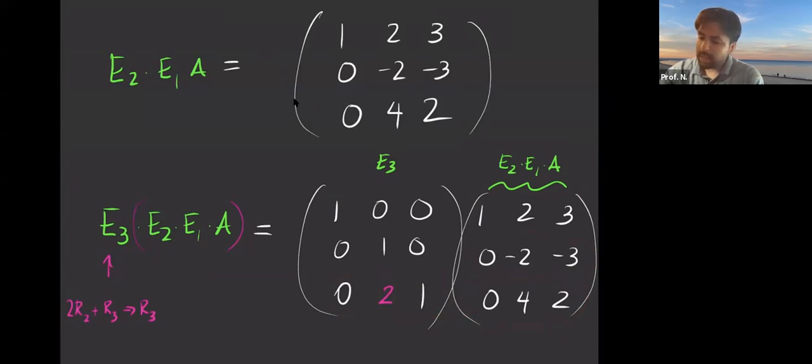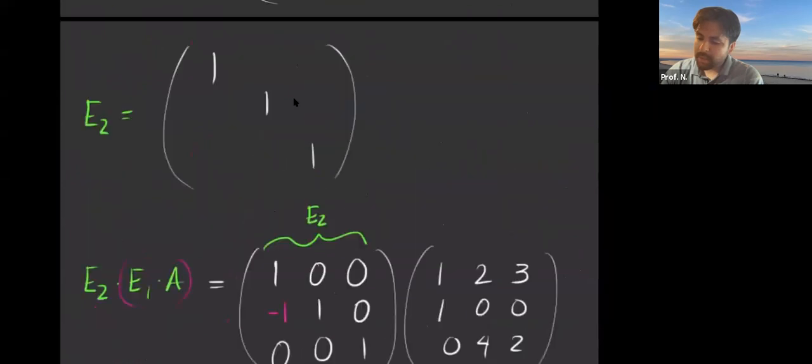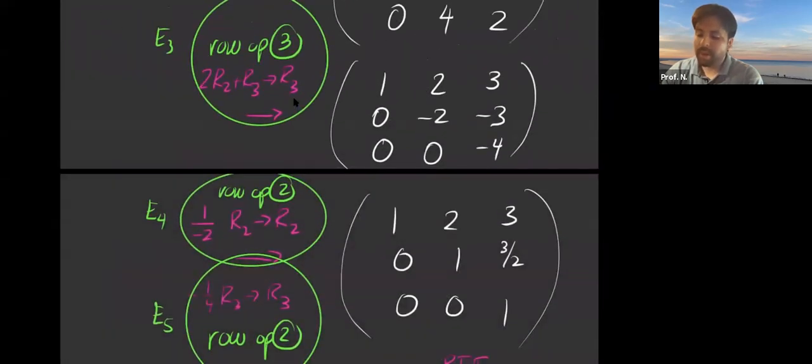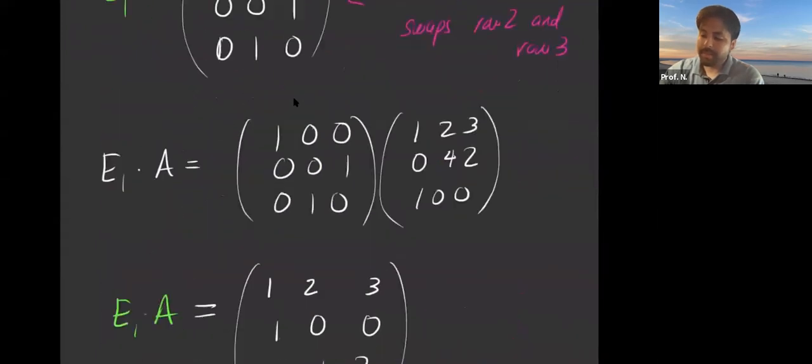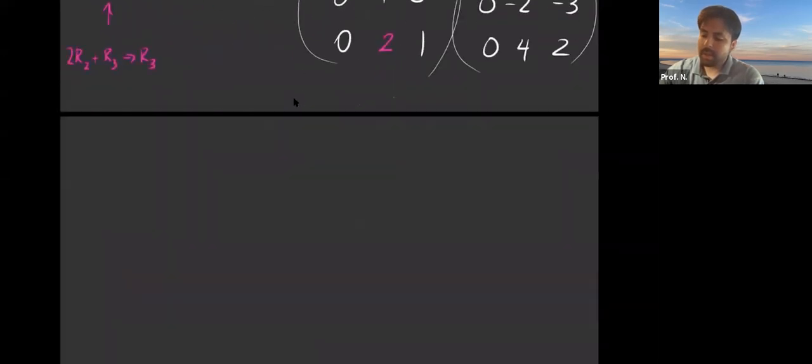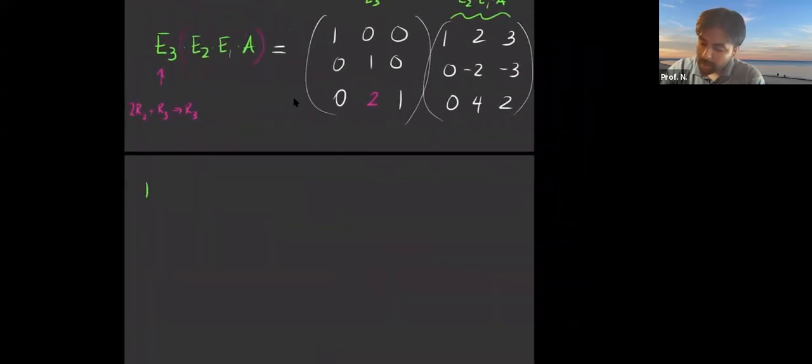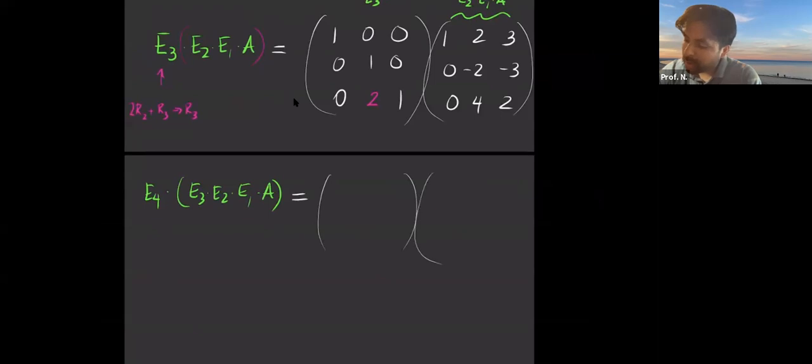Okay. So far, let's try to finish this up. So E3 is good. So we have 2 more. What is E4 going to be? So we got E3 times E2 times E1 times A, right? We already know what this looks like. So the question is, this is going to look like what? 1, 2, 3. This is going to be what? 0, -2, -3. This is 0, 0, -4, right?